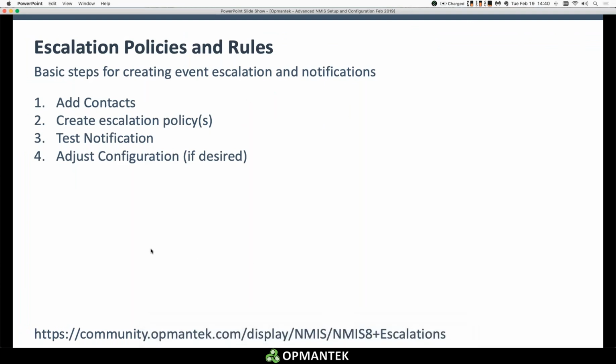So how do you do it? First thing you have to do is create contacts. So who will you send the notification to? You might even have a contact that's nothing more than your help desk, right? You then create escalation policies. So these are rules that have to be met in order to generate the escalation. You can then test the notification, make sure that it works, and then you adjust the configuration if needed.